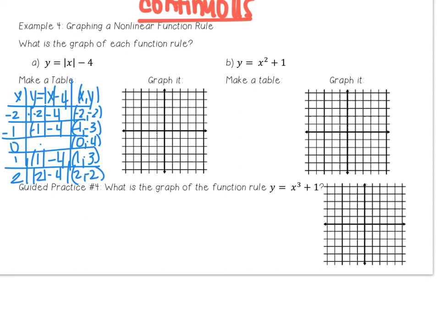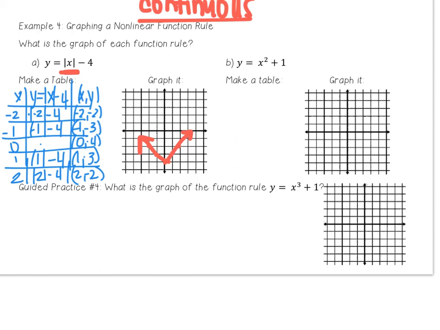Then graph those points. So for the first point, we're going to go left 2, down 2, right here. The next point, we're going to go left 1, down 3. The next point, we're going to go down 4. The next one, we're going to go right 1, down 3. And the last one, we're going to go right 2, down 2. And that graphed not a line, but a V. Anytime you graph absolute value functions, you're going to graph a V. So if it has those 2 bars in it, they're going to make a V.